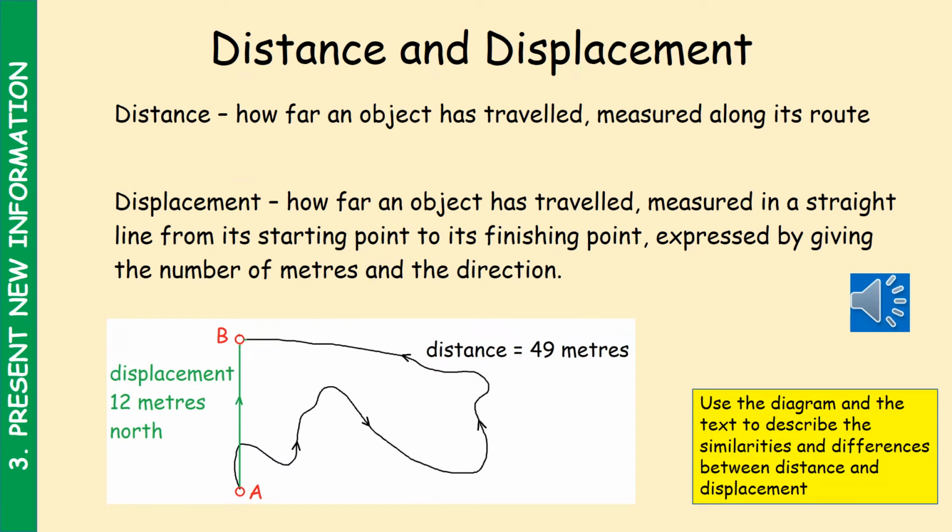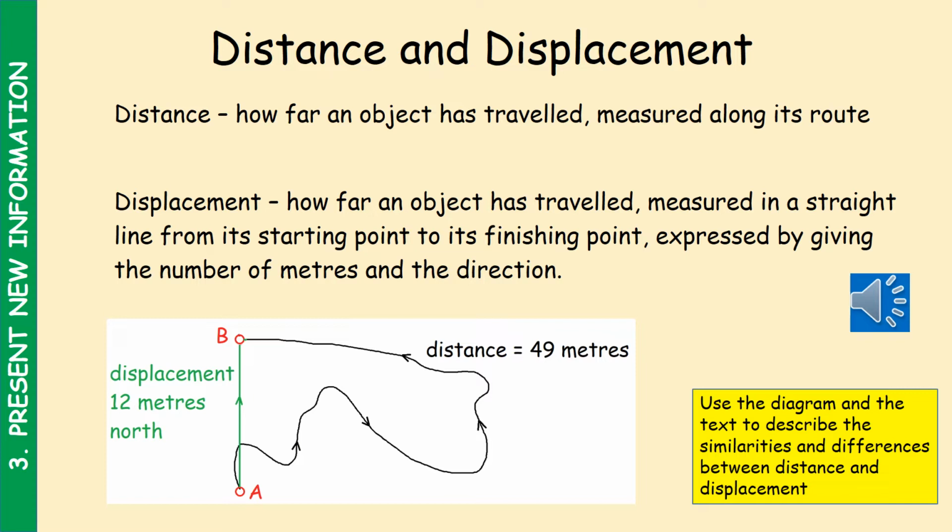Here we have another pair of physics concepts, one of which is a vector and the other is a scalar. In this situation, the distance is how far an object has travelled across the ground, and you just have to measure it along its route. In the diagram below, we've got something starting at A, it follows a wavy route and ends up at B eventually, having done a distance of 49 meters.